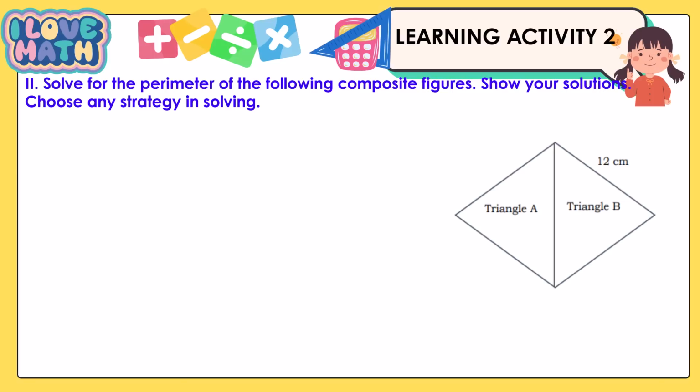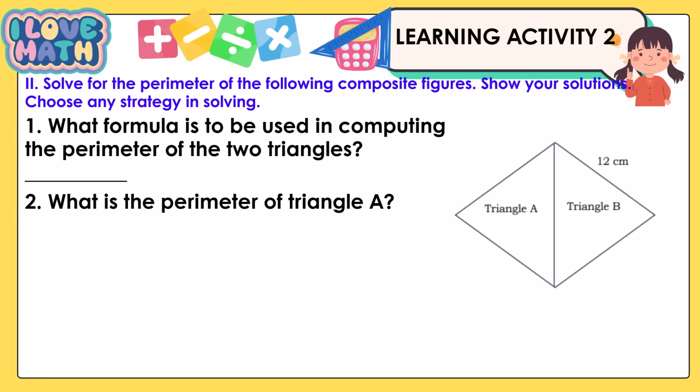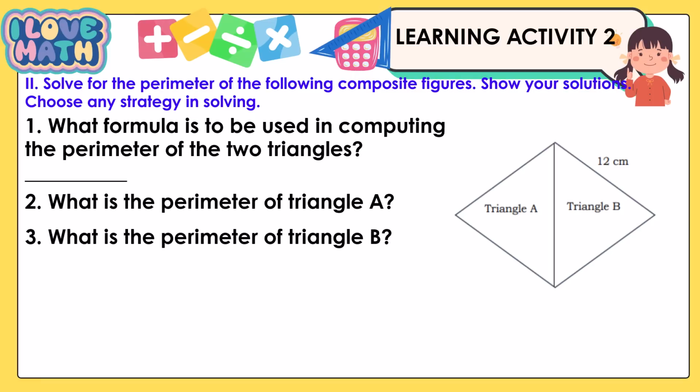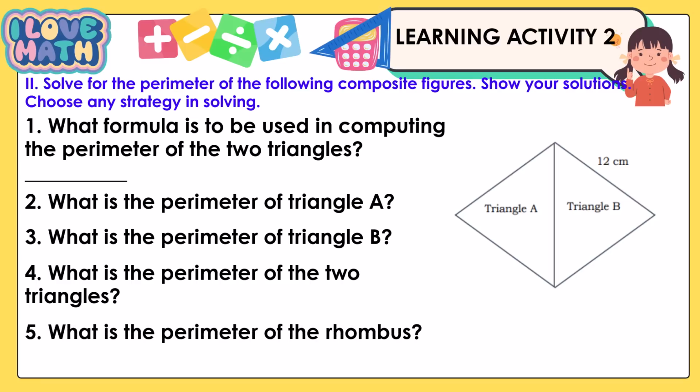Part 2. Solve for the perimeter of the following composite figures. Show your solutions. Choose any strategy of the following. Number 1. What formula is to be used in computing the perimeter of the two triangles? Number 2. What is the perimeter of triangle A? Number 3. What is the perimeter of triangle B? Number 4. What is the perimeter of the two triangles? And number 5. What is the perimeter of the rhombus?